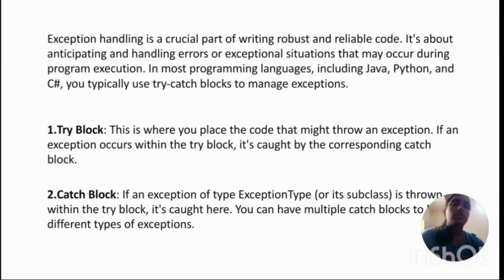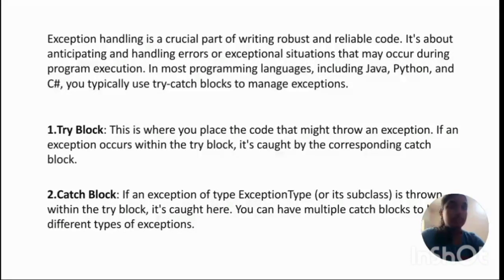Exception handling is a crucial part of writing robust and reliable code. It's about anticipating and handling errors or exceptional situations that may occur during program execution. In most programming languages, including Java, Python, and C++, you typically use try catch blocks to manage exceptions.